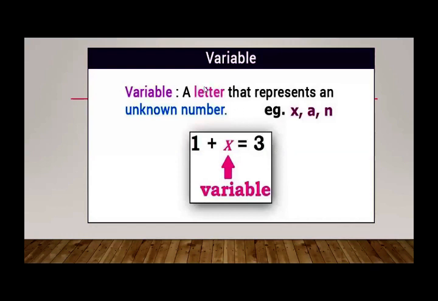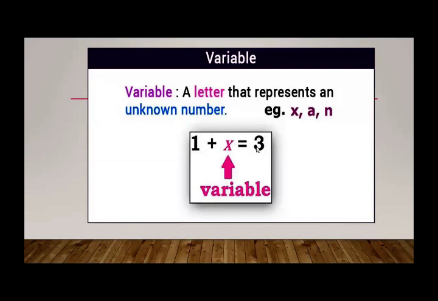Now, the first very important term of algebra is variable. According to its definition, a variable is a letter that represents an unknown number. For using in algebra, we take different letters. The letters should be small, like x, a, n, or any other letter. For the explanation of unknown number, we are going to follow the example given here.